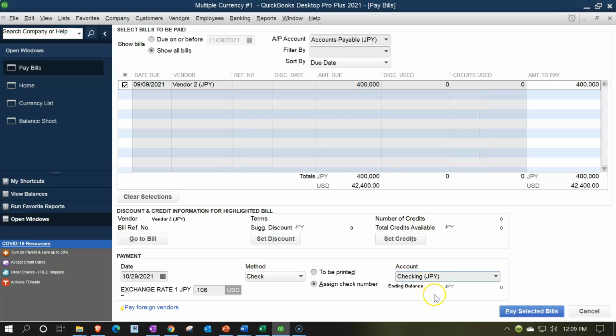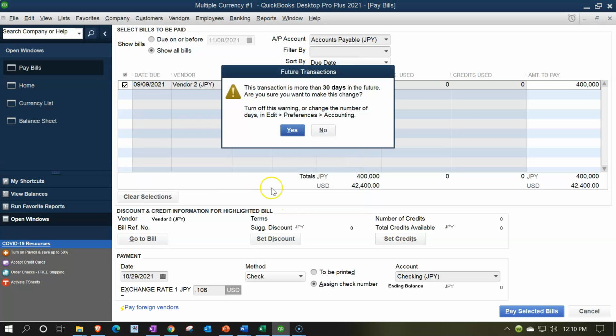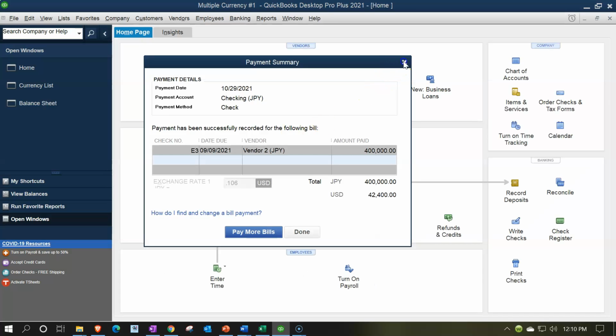So there we have it. So we're taking it out of the Japanese yen account. So that looks good. Let's go ahead and pay the selected bill. Could have assigned the check number. I'm just going to call it E3 and then okay. So we'll say okay. Let's check out what happens. I'm going to close this back out.